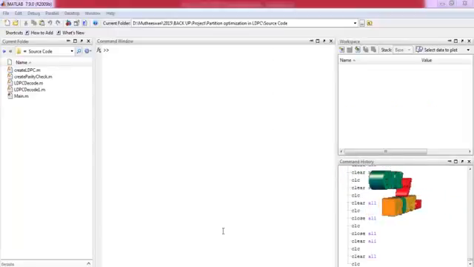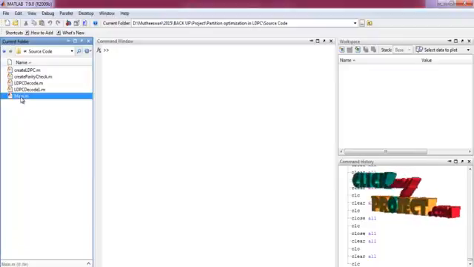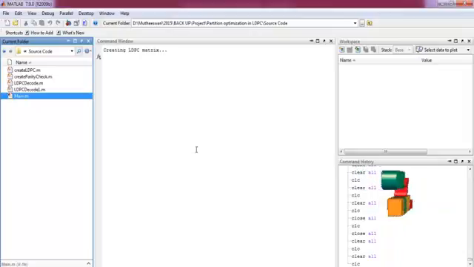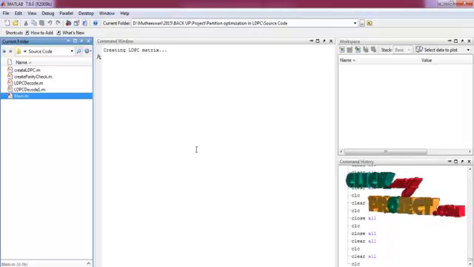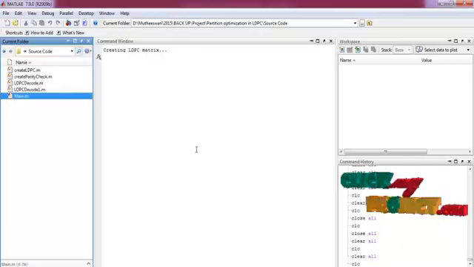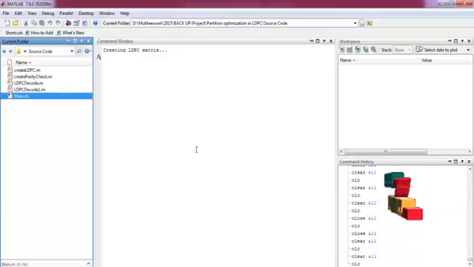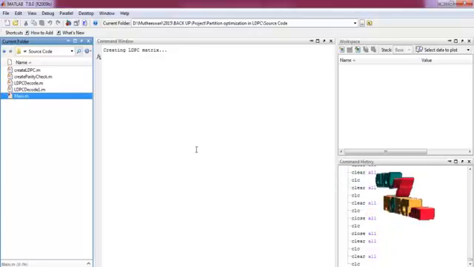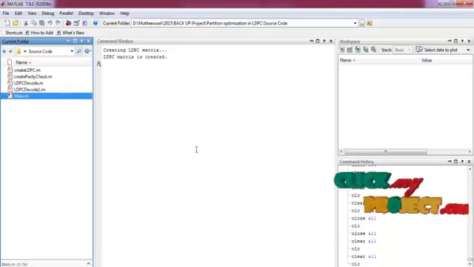Let me discuss the running procedure for our process. Select the main.m file, the current file, and run it for executing this process. Here, the LDPC encoding process is executed. In this algorithm, we perform partition optimization using the greedy approach. After performing the greedy approach, we implemented the bit flipping algorithm based on the greedy algorithm result.